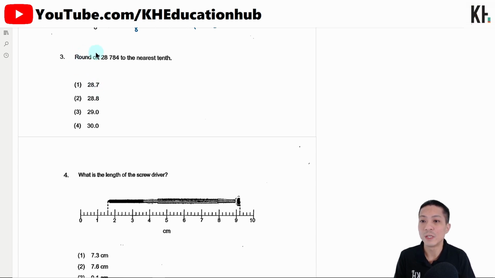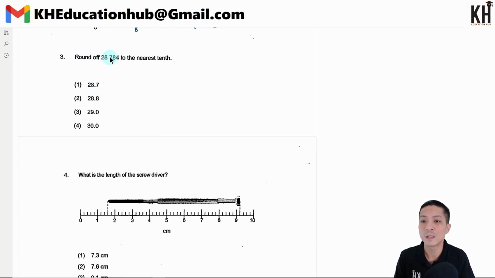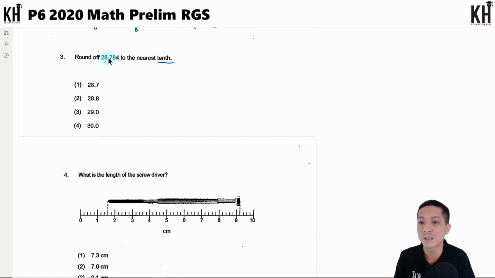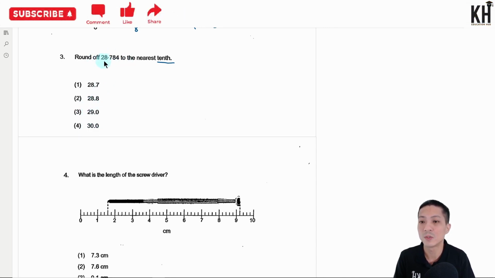Question 3. Round off 28,784 to the nearest 10th. I think something is missing. I think there's a decimal here, because all the answers are like 28 point something, 29 point something, and 30 point something. So this one should be 28.784, to the nearest 10th.